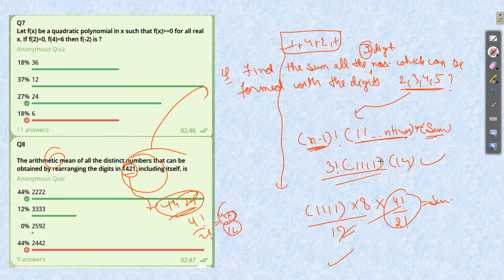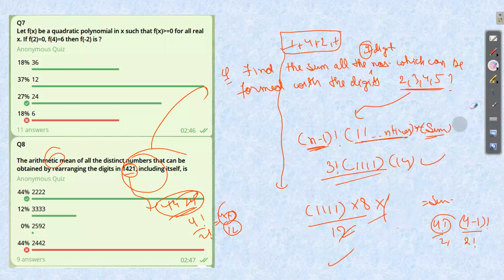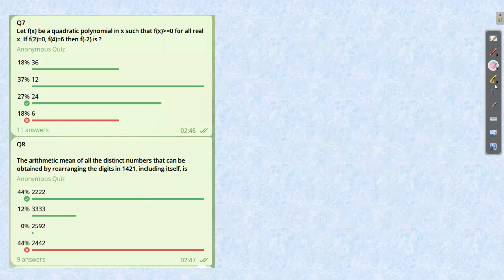Okay. Now the next one is for the mistake in this number. This won't be 4 factorial by 2 factorial. In fact, it will be (4 minus 1) factorial by 2 factorial. The formula will remain exactly the same: (4 minus 1) factorial divided by the repetitions of numbers. So 1 is repeated 2 times. Now you solve this and you'll get the answer. That's it. And 2 more left.